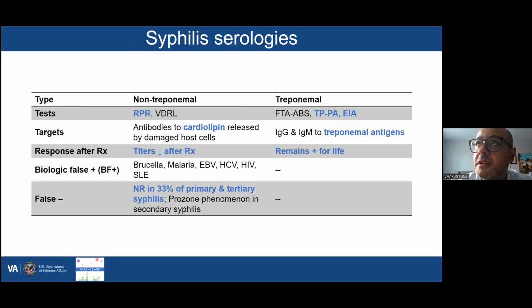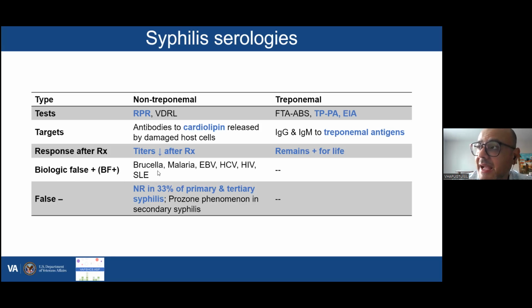So that would be a very unusual situation. If your RPR is positive, your treponemal antibody should always be positive if you have a patient with actual syphilis. But if you ever have that situation, then you start thinking about biologic false positives, which is this little row here.